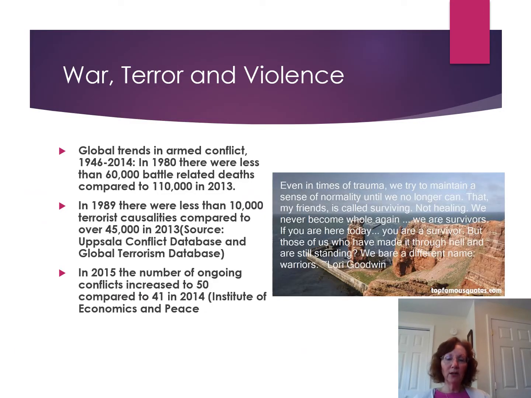War, terror, and violence are some other post-traumatic stress reactors. Global trends in armed conflict. In 1980, there were less than 60,000 battle-related deaths compared to 110,000 in 2013. In 1989, there were less than 10,000 terrorist casualties as compared to 45,000 in 2013. And in 2015, the number of ongoing conflicts increased from 41 in 2014 to 50. These are studies from the Conflict Database, Global Terrorism Database, and the Institute of Economy and Peace.